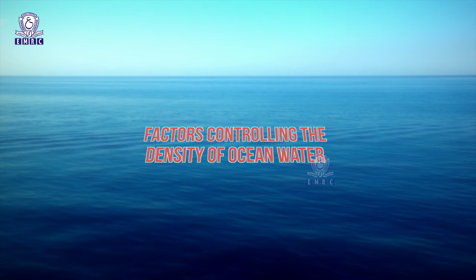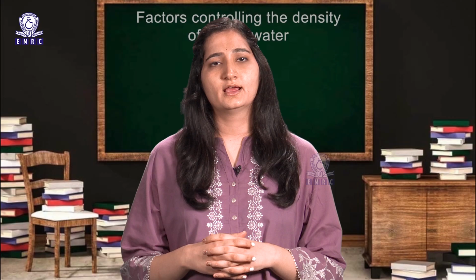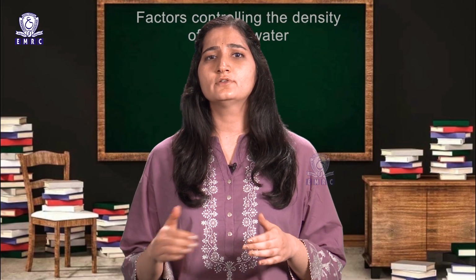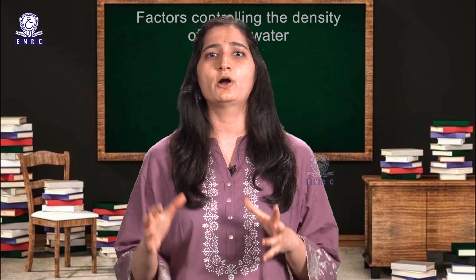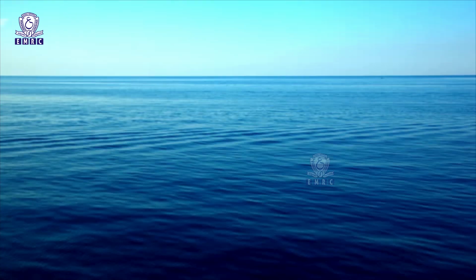Factors controlling the density of the ocean water. First factor, the temperature. Temperature is the most important of all the factors that has an important influence on the density of the oceanic water. In the open ocean, in general, it is the temperatures that determine the distribution pattern of density. That is why the temperature and density distribution in the open sea shows similar characteristics.